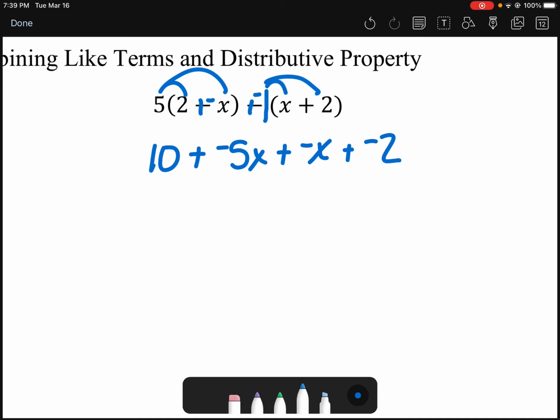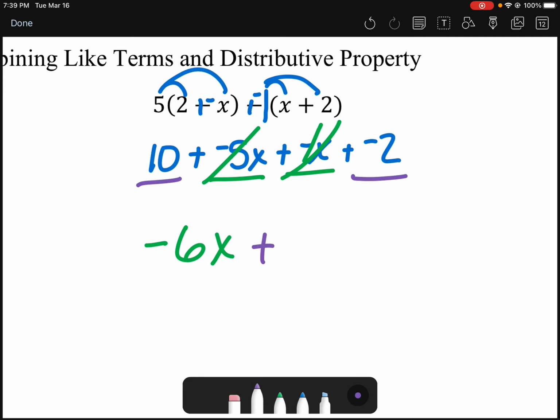Or negative 1 times 2, which is negative 2. At this moment, all my parentheses are gone. I can go ahead and combine my like terms. Starting with my x's, I have negative 5x plus negative x. Remember, there is a sneaky little 1 in there. So when I'm adding them together, I get negative 6x. Those guys are done. I have a 10 plus negative 2. 10 plus negative 2 is 8. So this expression, when I simplify everything through, I get negative 6x plus 8.